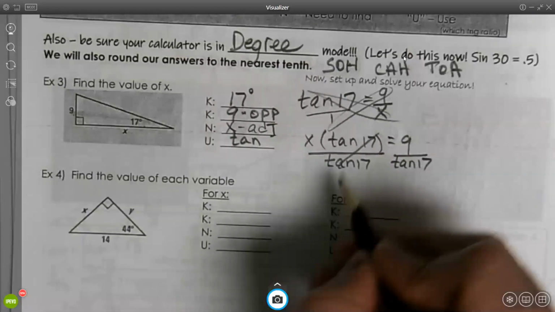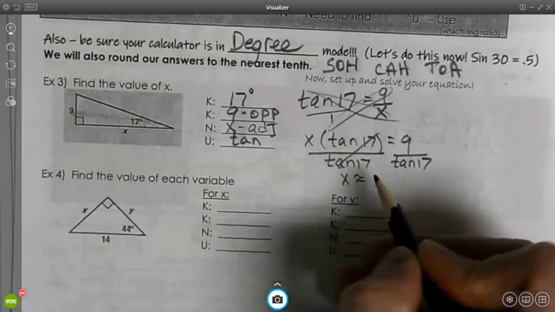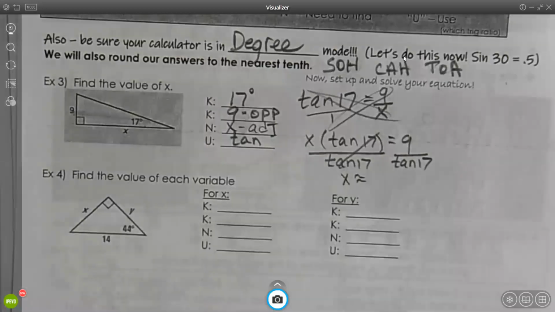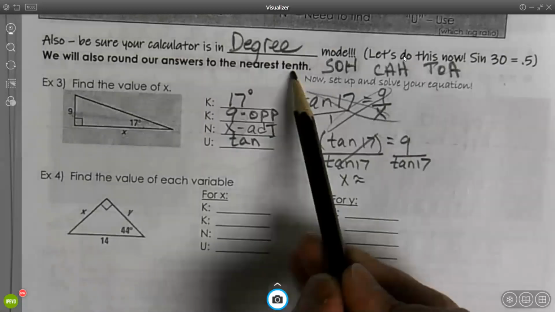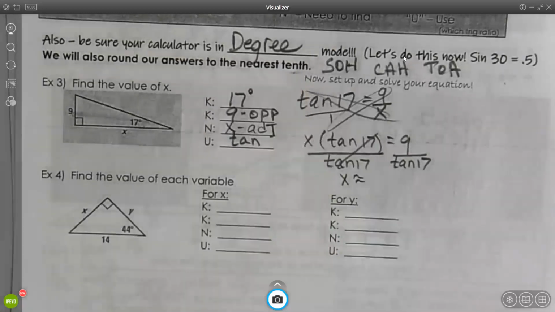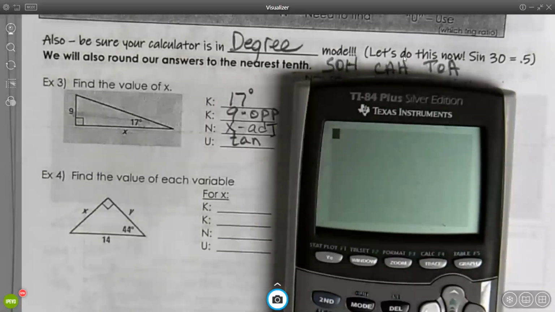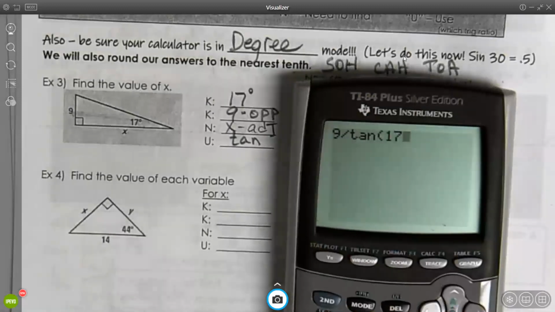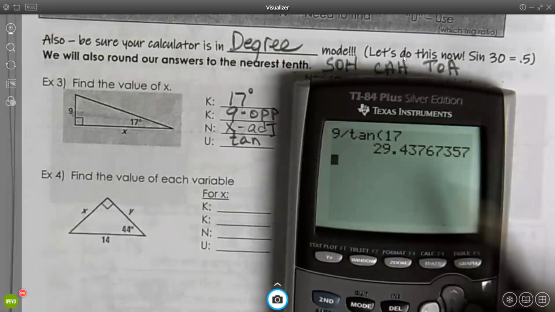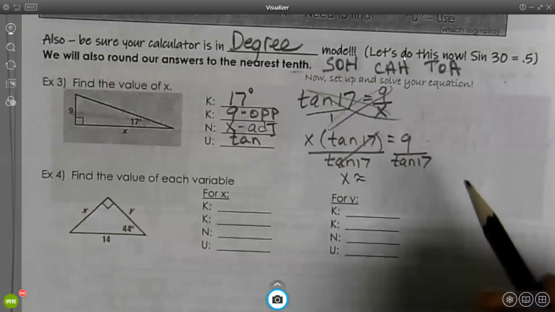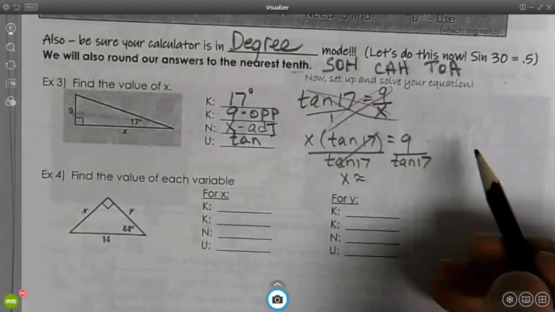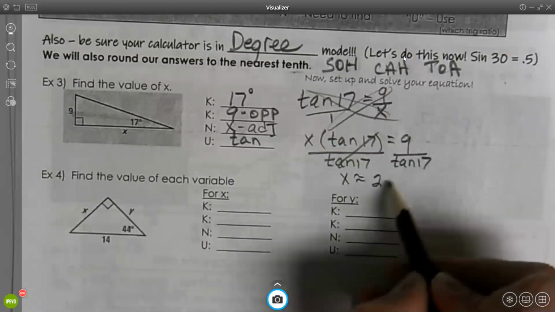That gives us an approximated answer because we're going to get a decimal. They're asking us to round to the nearest tenth. So they said 9 divided by tangent of 17. That is 29.4, rounded to the nearest tenth.